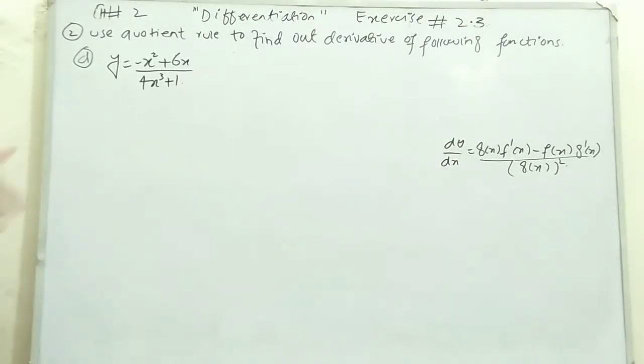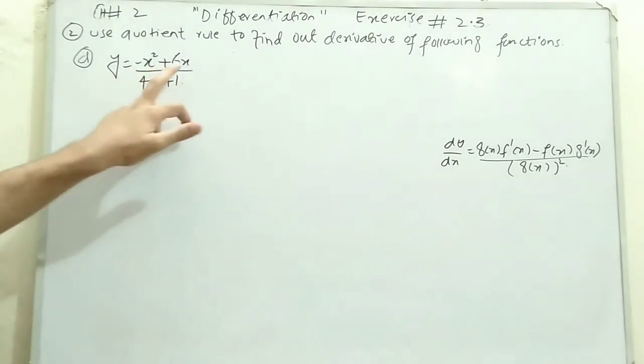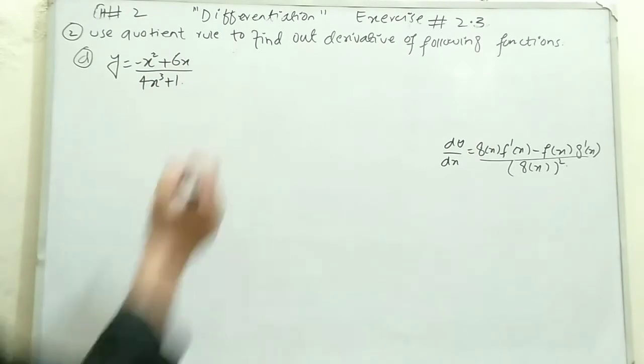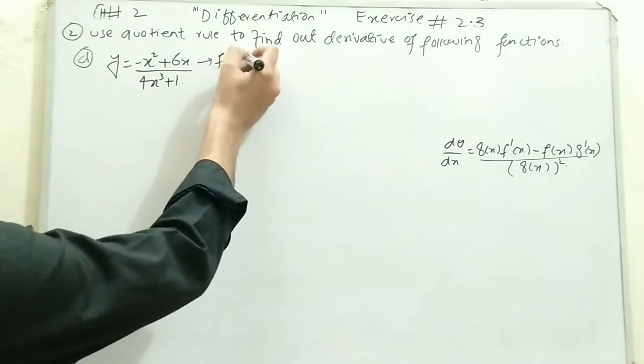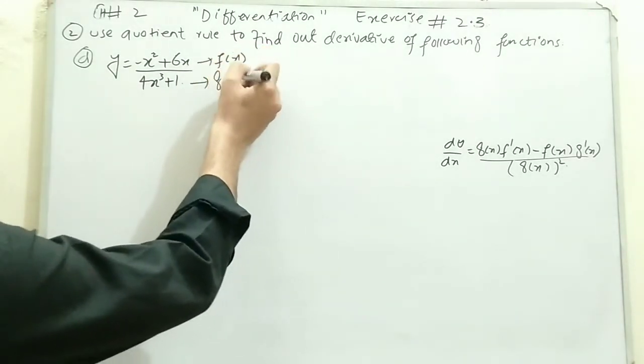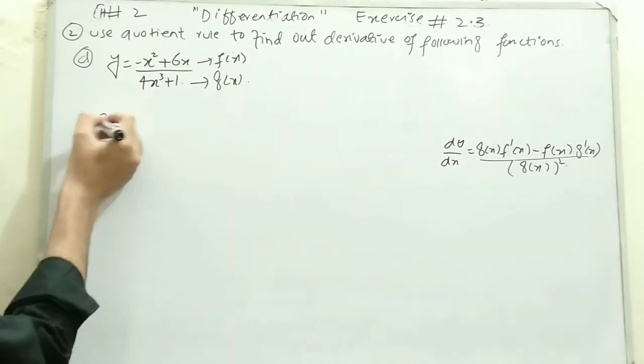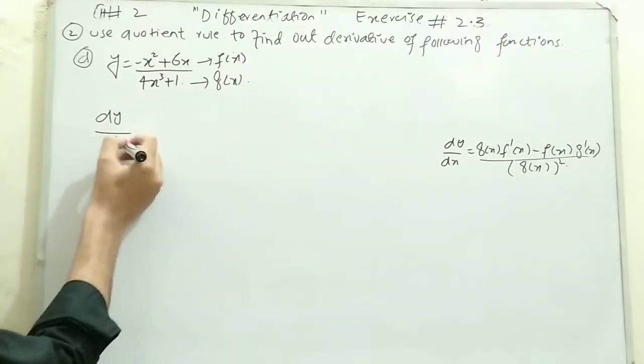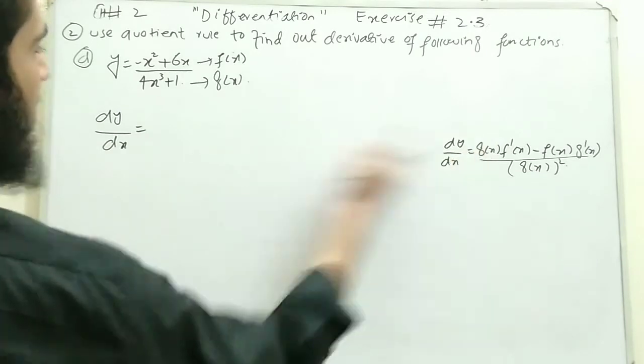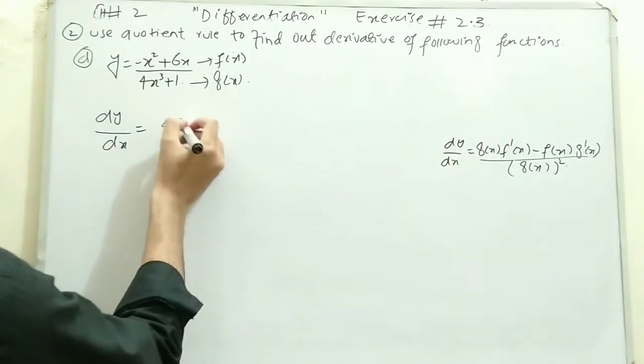Now move to part number D. A function is given: y is equal to (negative x square plus 6x) divided by (4x cube plus 1). Let's suppose this is the first function f of x and this is the second function g of x. Now using the formula, taking the derivative with respect to x on both sides, it becomes dy by dx is equal to the first function g of x, so 4x cube plus 1.